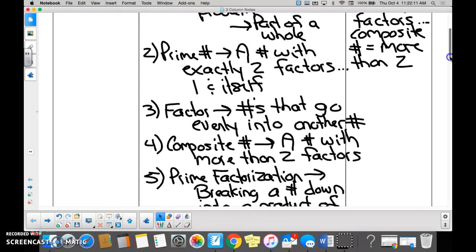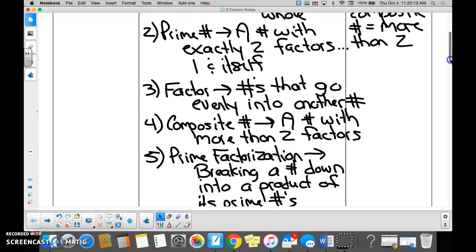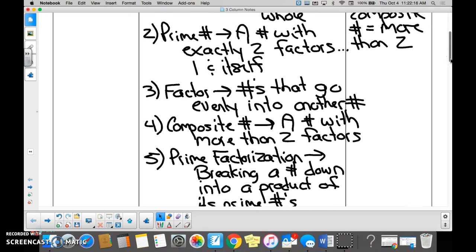Prime number has how many factors, you guys? 2. I need everybody, not just a few of you. 2. There should be no clicking going on right now. There should only be listening and watching.